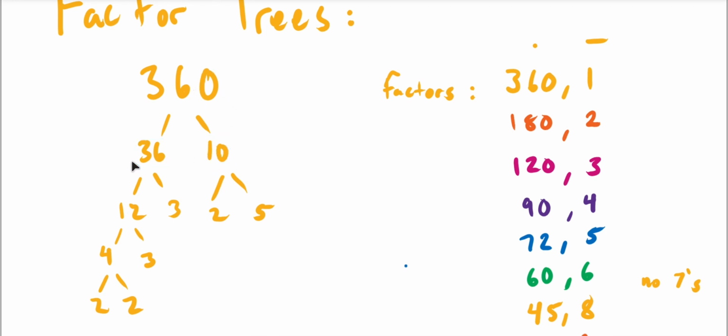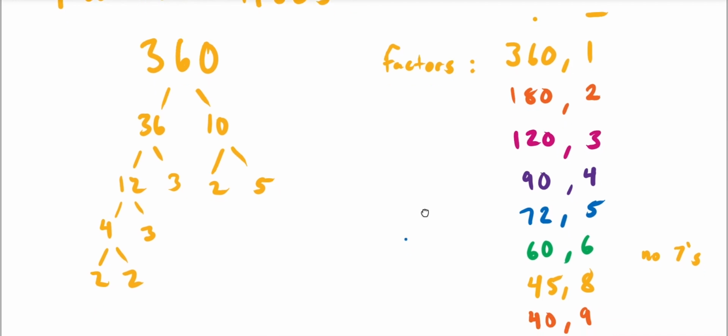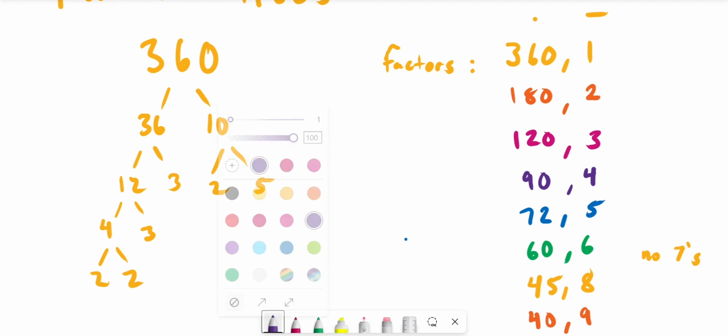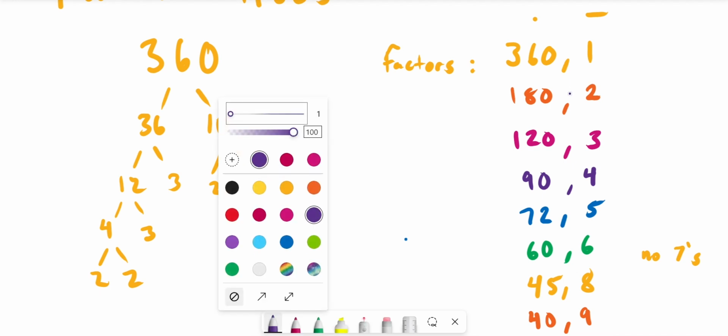Now I'm already dealing with smaller numbers, 36 and 10. Then we break each one of these up, continuing to do so until we wind up with just prime numbers. Once we do that, all the factors of 360 are laid bare. And let me show you how you can go through them to get this list of factors I've put to the side. Obviously, 360 is 360 times 1.